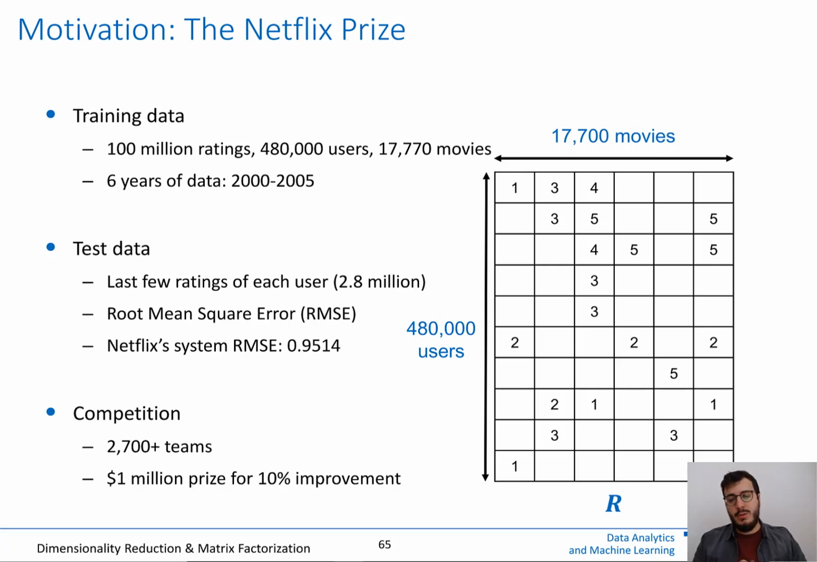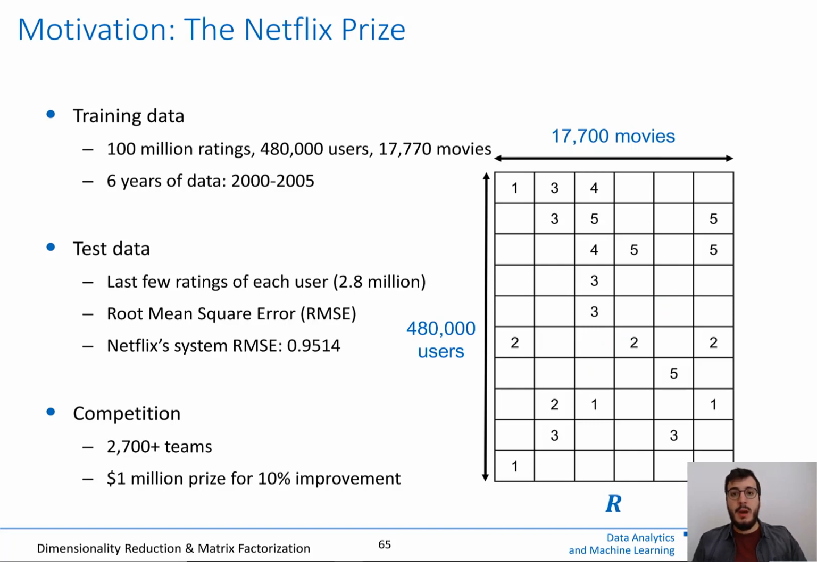The first thing you should notice is that this matrix has missing entries. If you think of how many potential cells are in a 500,000 by 15,000 matrix, 100 million is a very small fraction of these ratings. So there are lots of missing entries in this matrix.